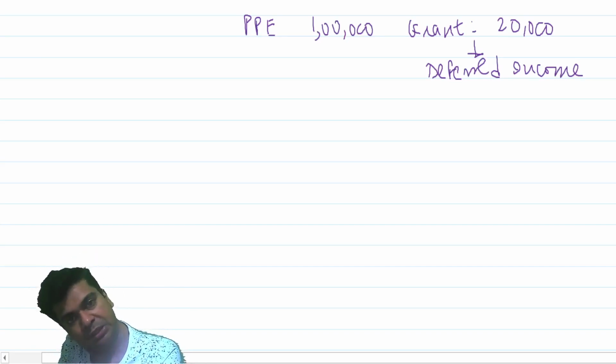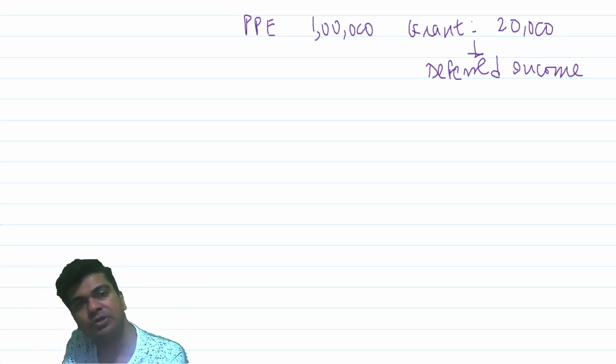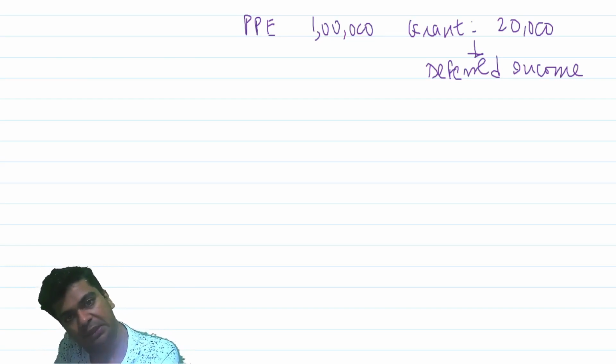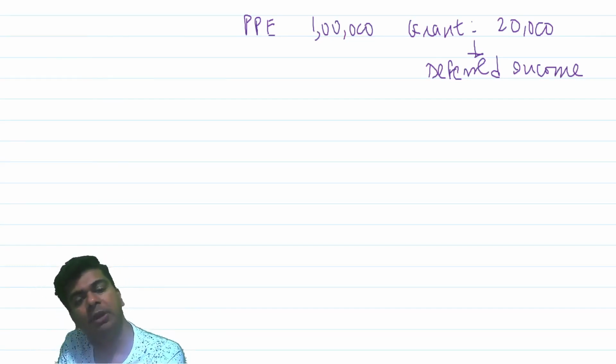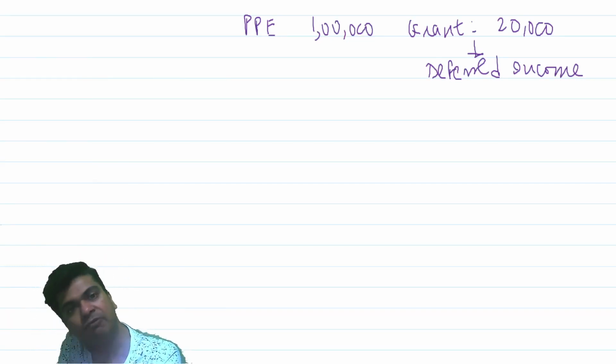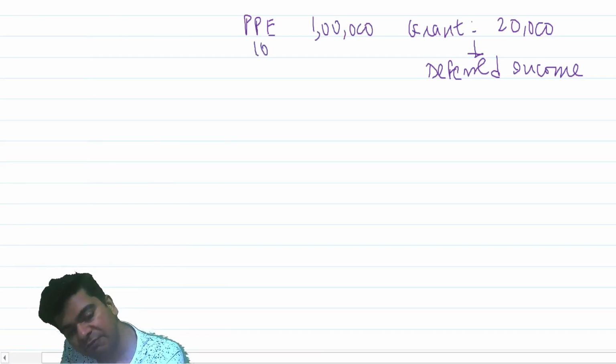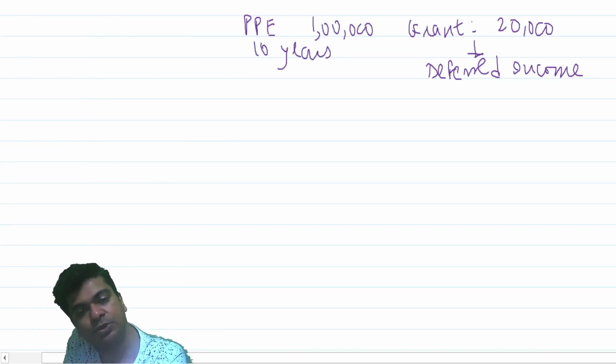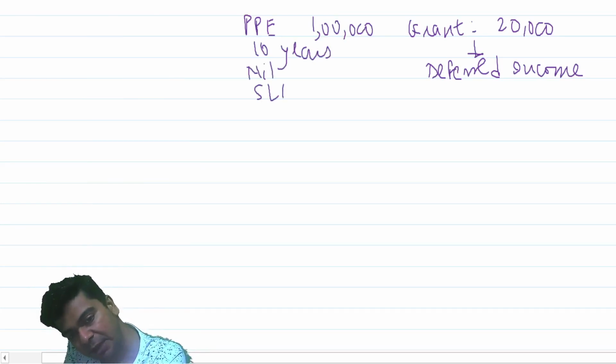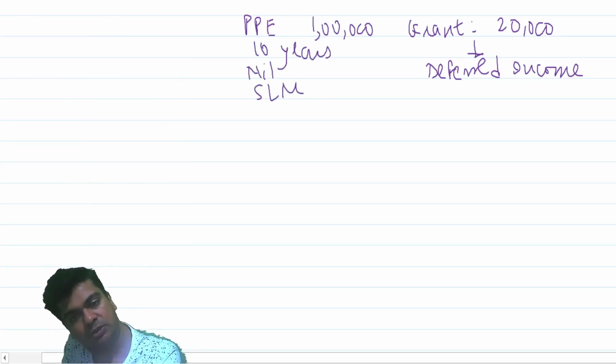That means depreciation and all will be charged on the original cost of 1 lakh itself. But this government grant will be credited to the P&L over the useful economic life of the asset in the ratio of depreciation. Useful life, we continue with 10 years. Residual value nil, and straight line method of depreciation. Hence, what will happen?